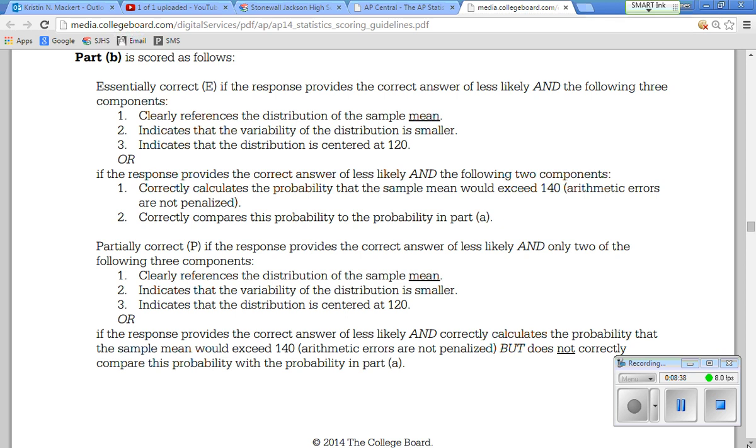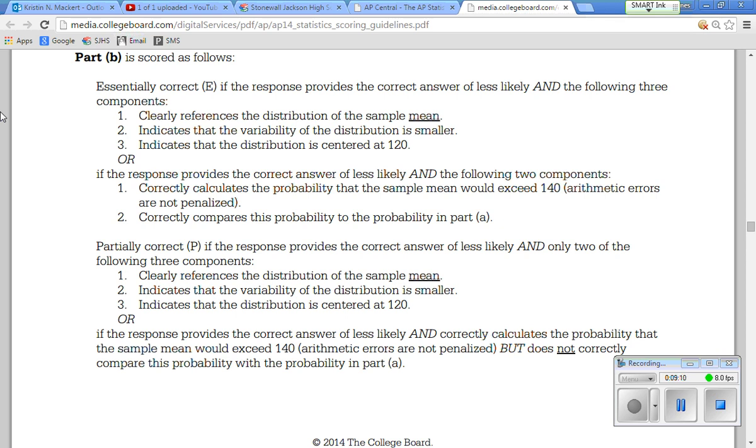I don't know that all of us would have said that. Anyone in their write-up for part B say the word sample mean? Probably not, right? Anyone just find the new standard deviation and calculate the new thing? Probably what I would have done. So I wouldn't have gotten an E on this question either. They're looking for referencing that we're talking about a sample mean here. It also says you have to say that the variability is smaller and that it still has the same center.